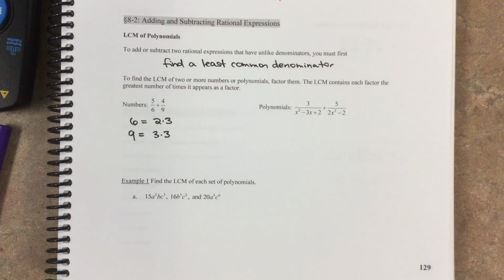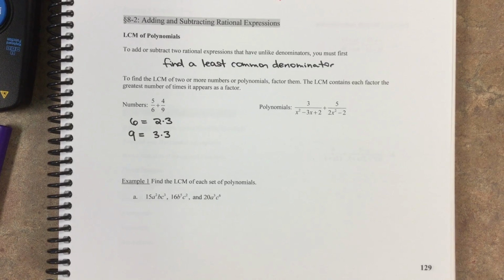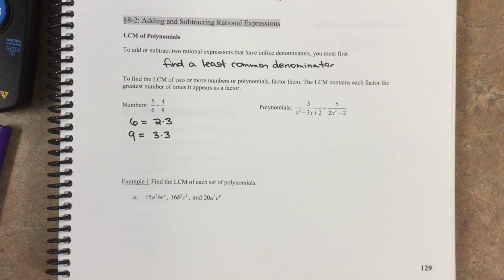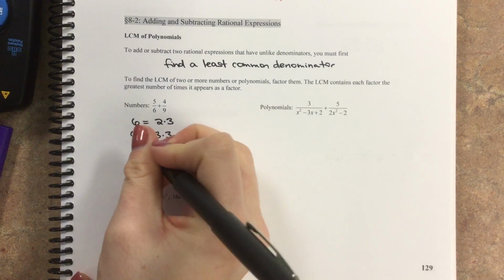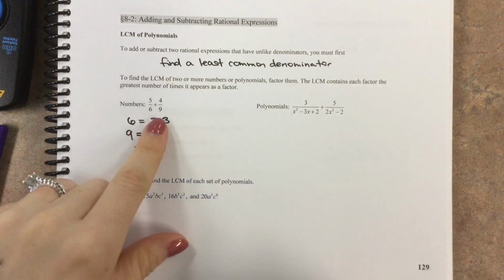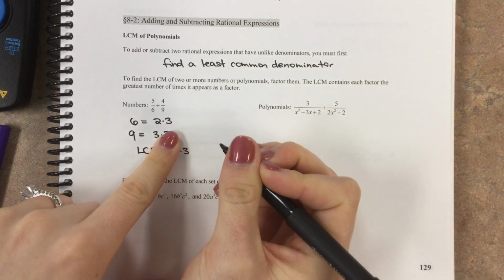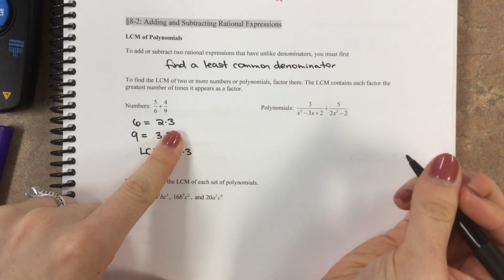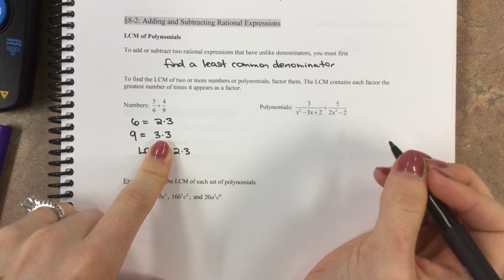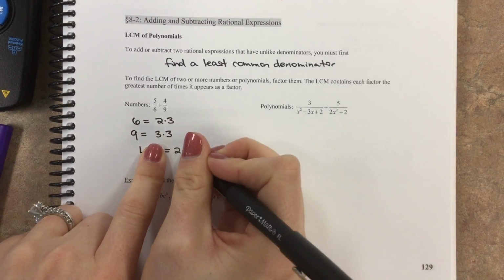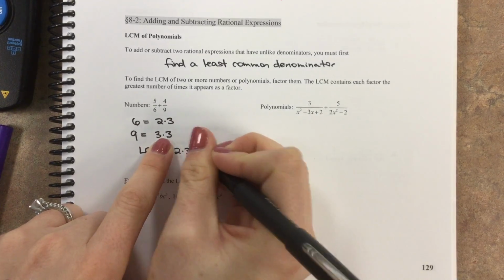I will walk you through the process that we're going to be using. The least common multiple has to be a multiple of 6, and it also has to be a multiple of 9. If it's going to be a multiple of 6, it definitely has to have a 2 times 3 in it, otherwise the 6 wouldn't divide into it. And if it's going to be a multiple of 9, it definitely has to have a 3 times 3 in it. It already has a 3 in it, so we're just going to add in another 3.